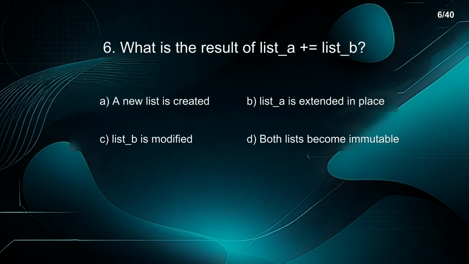Sixth question. What is the result of list_a += list_b? A. A new list is created. B. list_a is extended in place. C. list_b is modified. D. Both lists become immutable. Correct answer is B. list_a is extended in place.